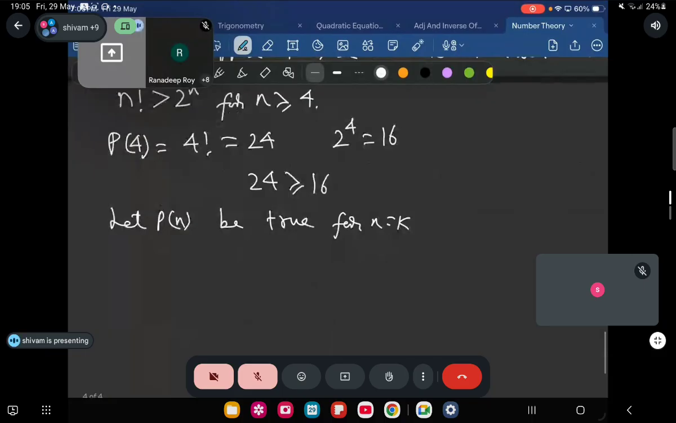So we have to find out Pk plus 1. What is Pn? Pn is 1 into 2 into 3 into 4 into dot dot dot up to n, which is greater than or equal to 2 to the power n. Pn is true for n equal to k. This is already given to us. So in order to prove for Pk plus 1, on the left hand side, you should have k plus 1 whole factorial. Let's multiply by k plus 1 on both sides.